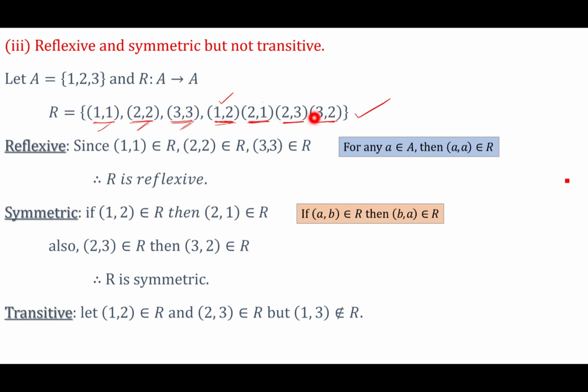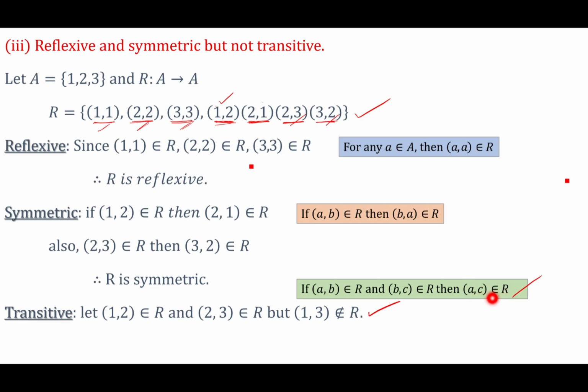And (2, 3) is there, (3, 2) is there and (2, 2) is also there. So these two are also satisfied. But (1, 2) is there and (2, 3) is there, (1, 3) is not there. Check, this is what I wrote. (1, 3) is not there. If one ordered pair does not satisfy the transitive condition, then it is not transitive. The transitive condition says if (a, b) belongs to R and (b, c) belongs to R, then (a, c) must belong to R. So this relation is not transitive.